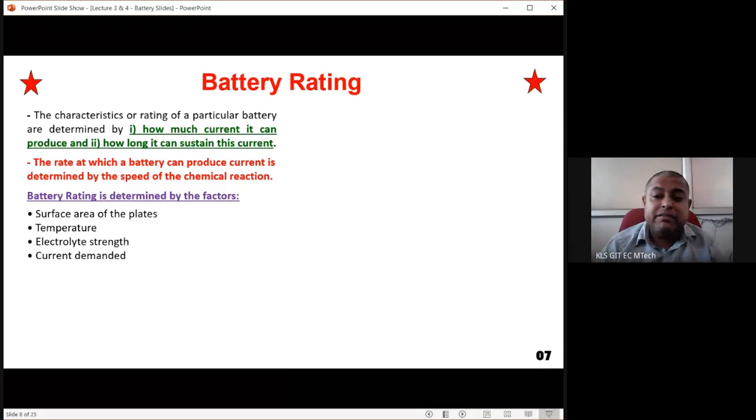Temperature very low is bad, very high is bad. So the temperature range was minus 30 to plus 70. Pranita, you were not there, we have discussed it, remember that range. And the mid range is around 10 to 20 degrees centigrade. This is the best range for battery operation.